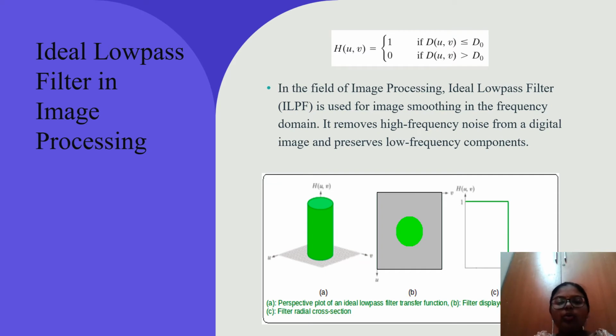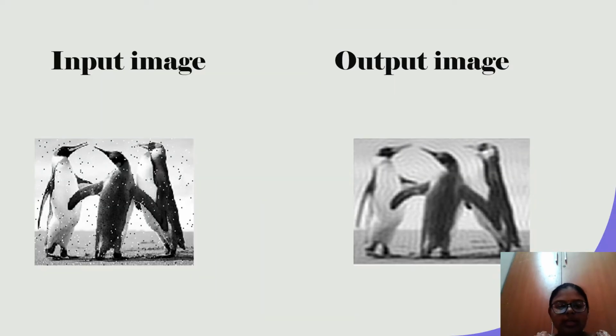Now you have to see this formula. This is the formula for ideal high pass and low pass filtering. Okay, now next, you have to see this image. This is the input image for ideal low pass filtering. This is the output image for ideal low pass filtering.